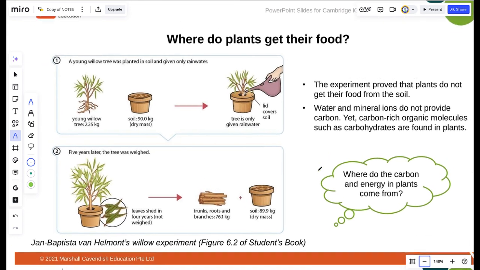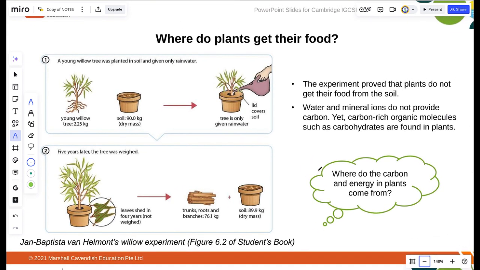So what I've just done is the overview of what is to come. I've done the whole overview of what we're going to do in this place. Now let's take a look at where plants get their food. Let's start from the very beginning, the basic thing. Where do plants get their food?